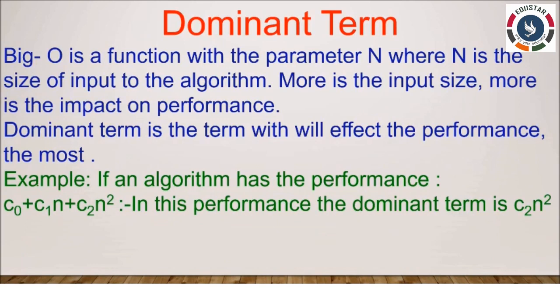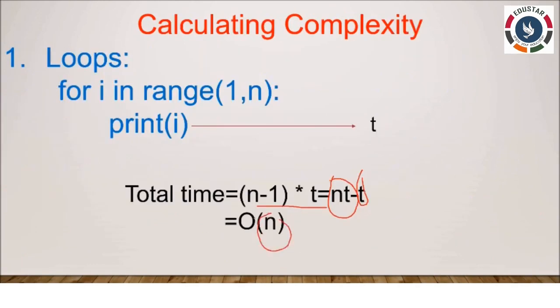For example, if the algorithm has the performance C0 plus C1 n plus C2 n square, in this performance the dominant term is, so what are the constant values? C2 n square. So we have some constant values. Based on these constant values we can calculate this value easily. So we can get lower time for the execution of this program. See here, so what is the way we are going to calculate that?